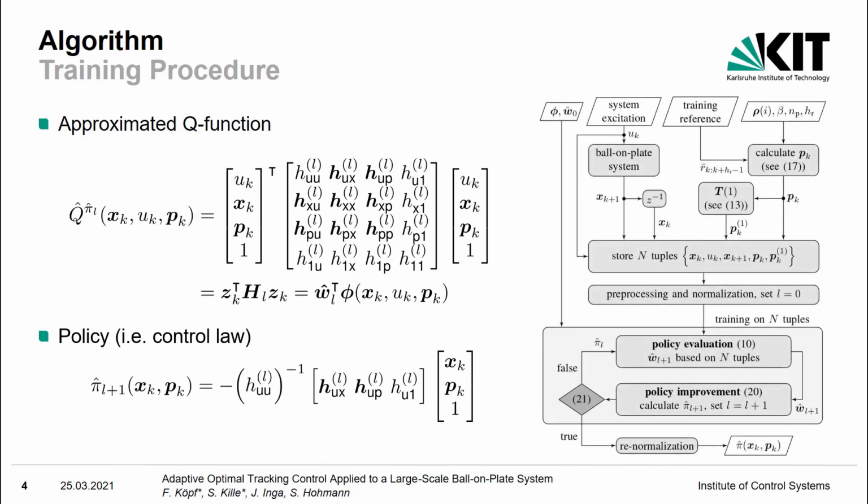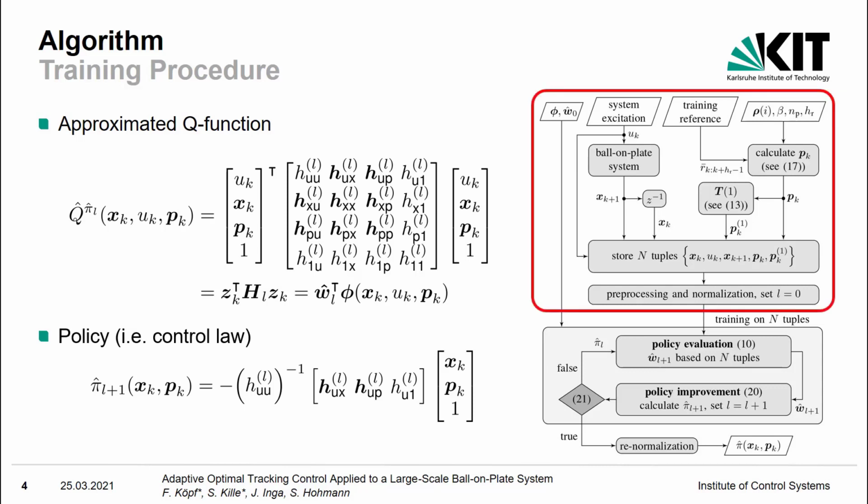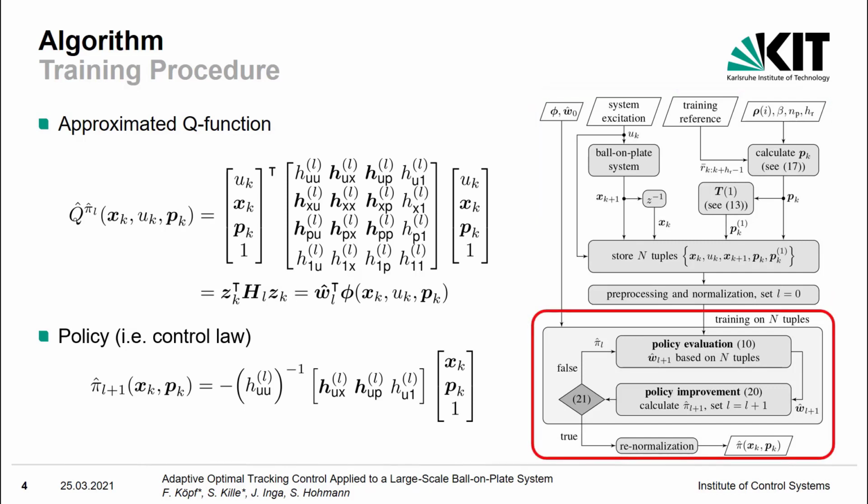The Q function and the policy are updated in an iterative procedure using measured data from the real ball-and-plate system. In the first step, the ball-and-plate system is excited and data tuples are stored. Then, we use least squares policy iteration in order to train our controller iteratively.